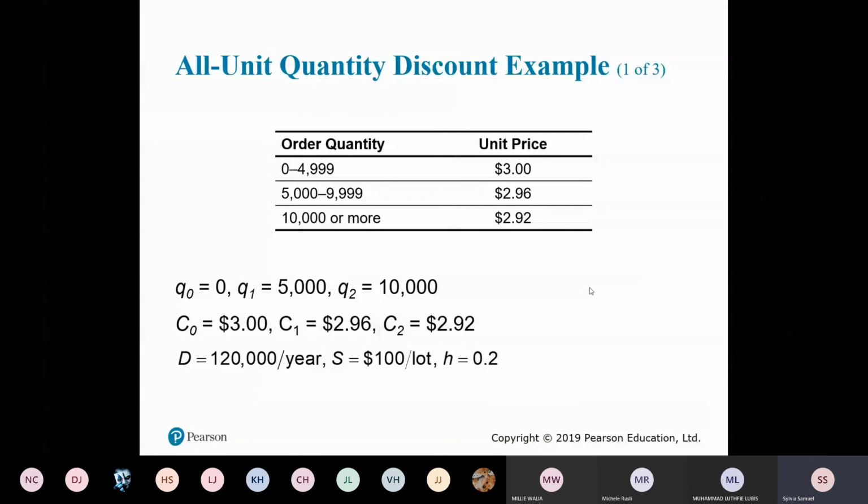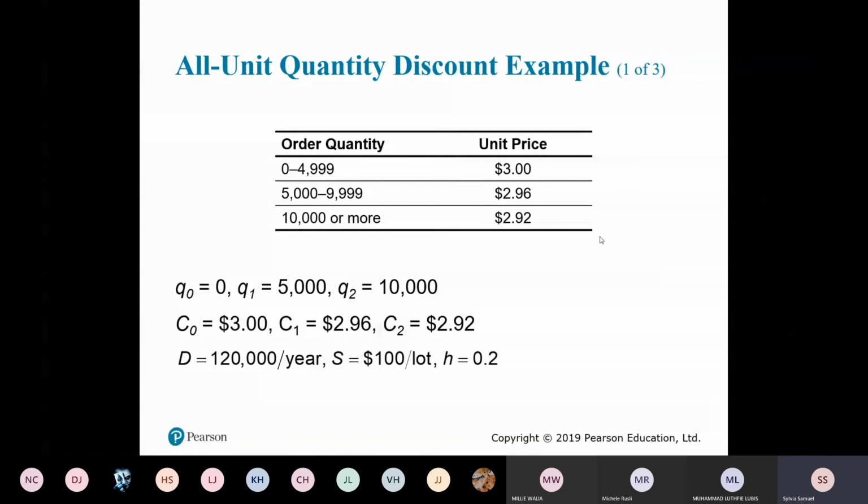Okay, so we can see here the sample. Are we in the same slide? All quantity discount with the table. If you order the quantity from 0 till 4,999, the unit price is $3 per unit. If you are ordering more than 5,000 till 9,999, the price is 2.96. And then 10,000 or more, 2.92.